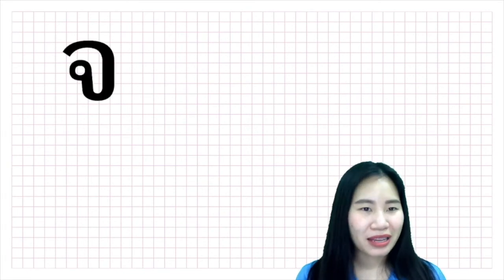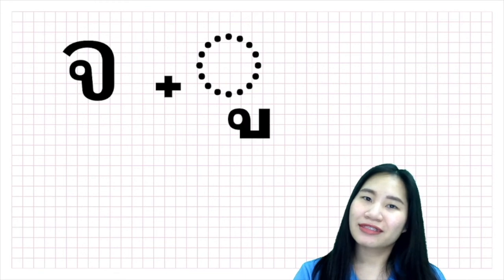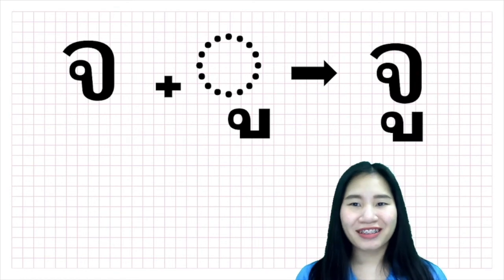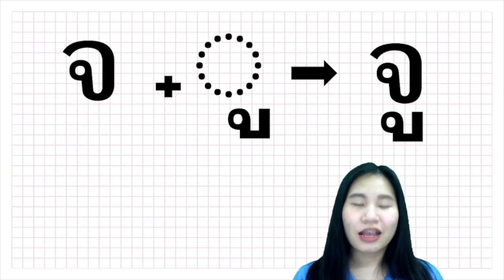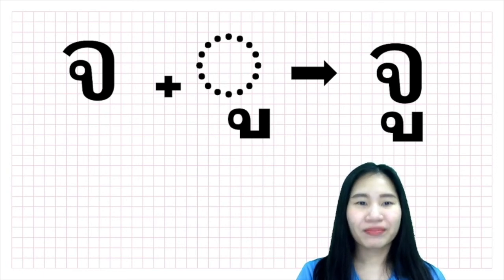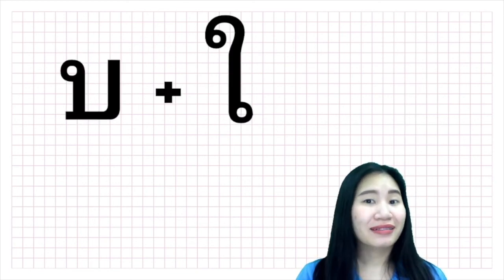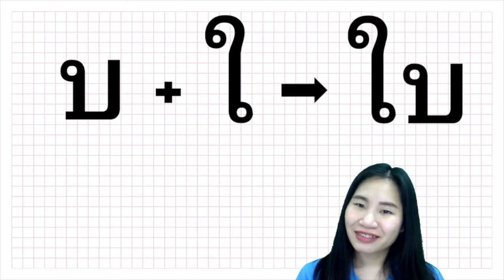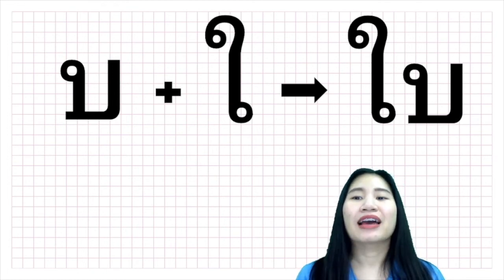Okay. Next one. You got ja. And what is this vowel? It's the vowel U. And how can you read this word? Very good. This one is ju. Next, you got b. And the vowel is I. How can you read this word? Excellent. This one is by.